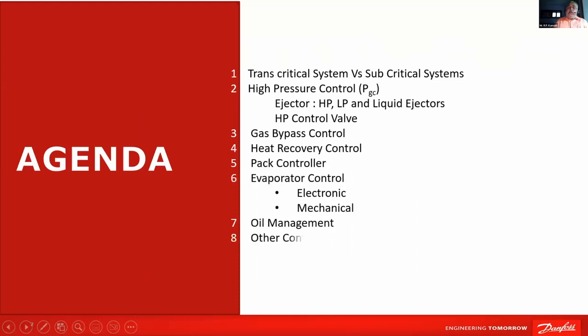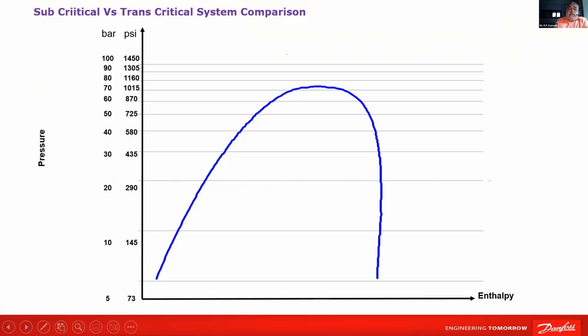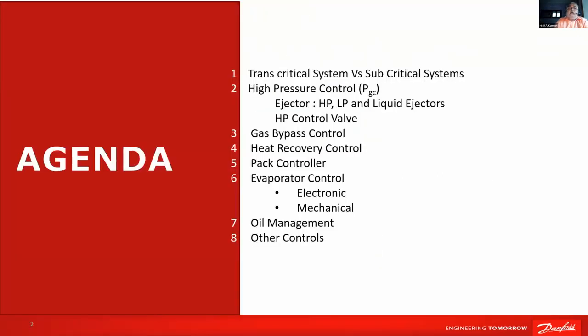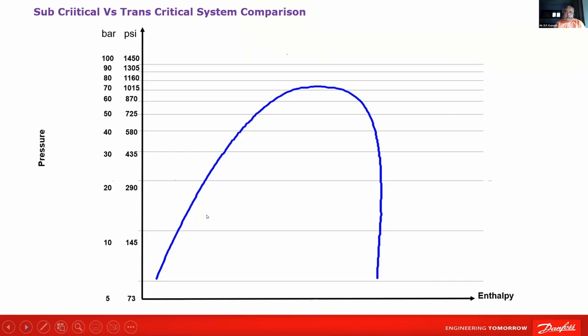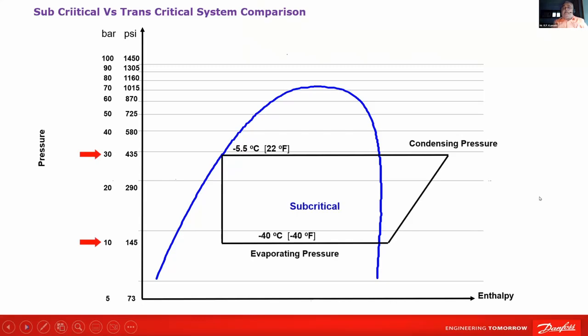So we'll go with the comparison of transcritical versus subcritical. Now, this is the pH diagram for CO2, a typical subcritical system. The critical point is here at about 73 bar and 31 degrees centigrade. So obviously it is a subcritical system. We have been working on such systems for more than a century or so, so things are pretty much simple, mechanically controllable, and everybody knows what to do.